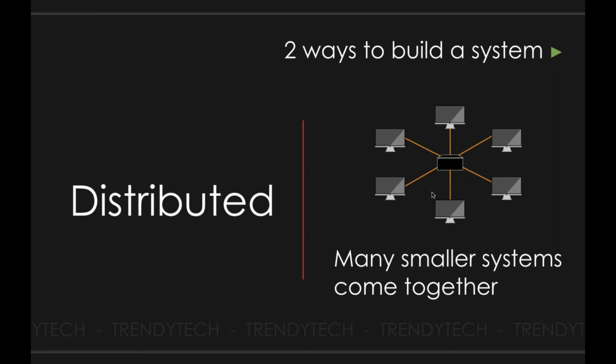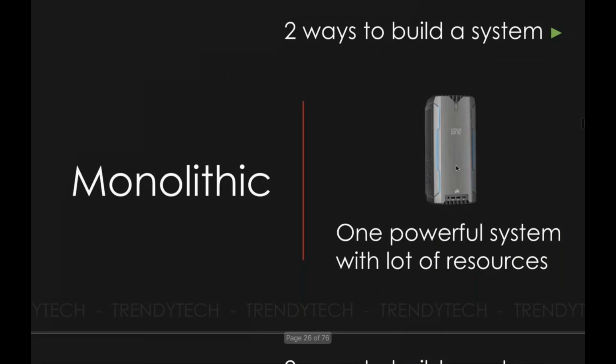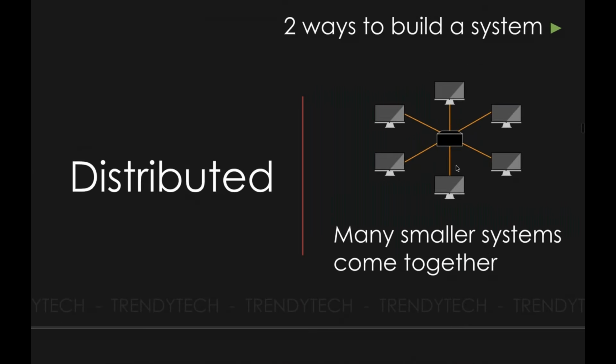So distributed systems is nothing but many smaller systems coming together to solve a purpose. And each small system is called a node, and together it is called a cluster. So in this case, what you see on the screen is a 6-node cluster. Right? So you understood what is monolithic. Monolithic means one big powerful system holding a lot of power. Distributed means many smaller systems coming together to solve a purpose. Together it is called a cluster.